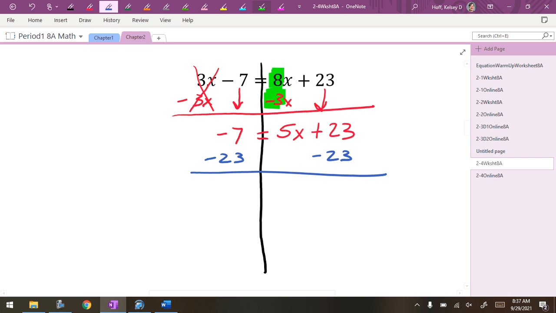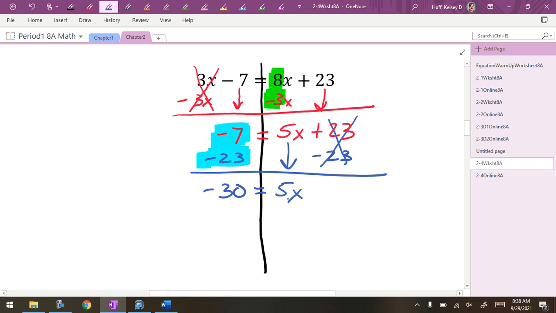Okay, grab your calculator. This is where you have to type it in exactly how you see it. Negative 7 minus 23, negative 30. Our 23's cancel. What am I going to drag down on the right? 5x.